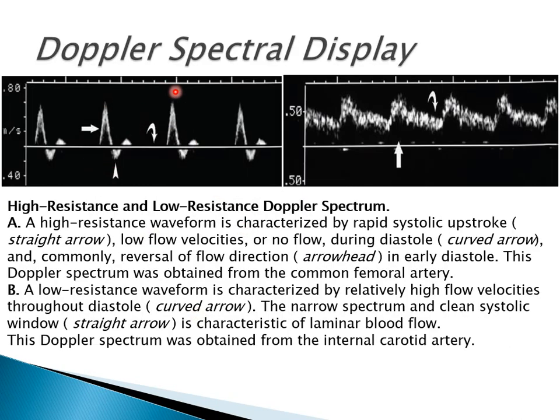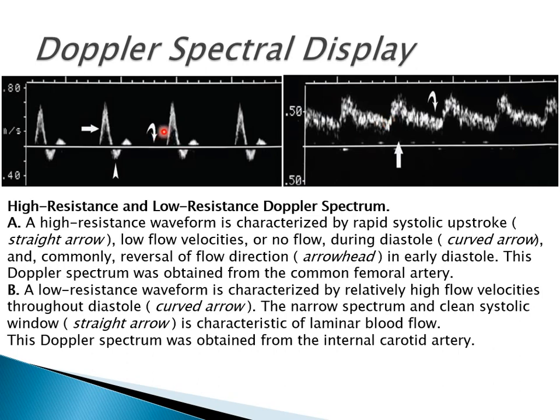In Doppler we have a spectral display. Either we have high resistance flow or low resistance flow. In the high resistance flow we have a triphasic pattern: early systole, early diastole with flow reversal, and in late diastole a small peak is also seen. This pattern is called the high resistance pattern.